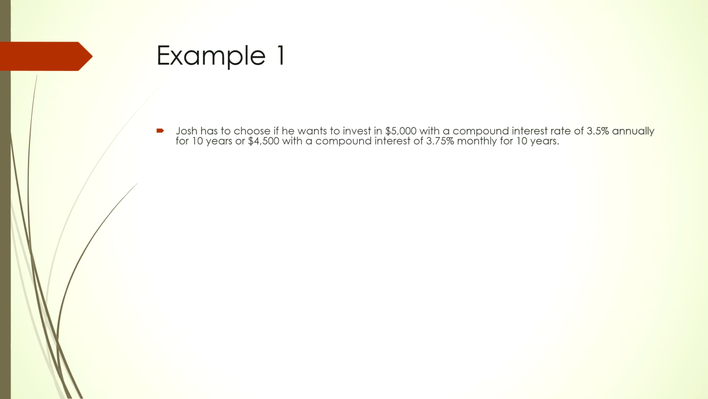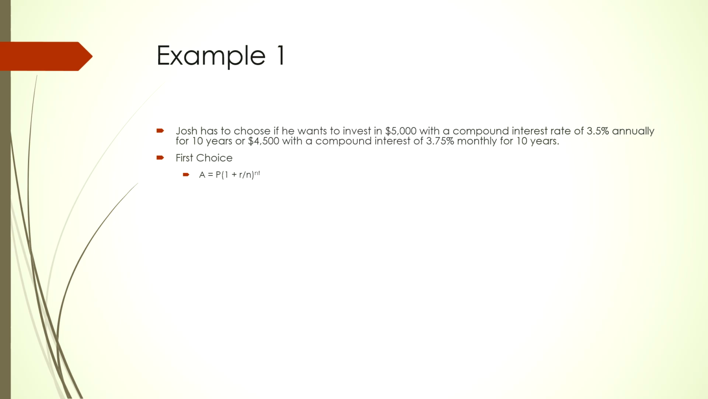Example 1. Josh has to choose if he wants to invest $5,000 with a compound interest rate of 3.5% annually for 10 years, or if he wants to invest $4,500 with a compound interest rate of 3.75% monthly for 10 years. So first choice, we will figure out how much he will earn after 10 years.